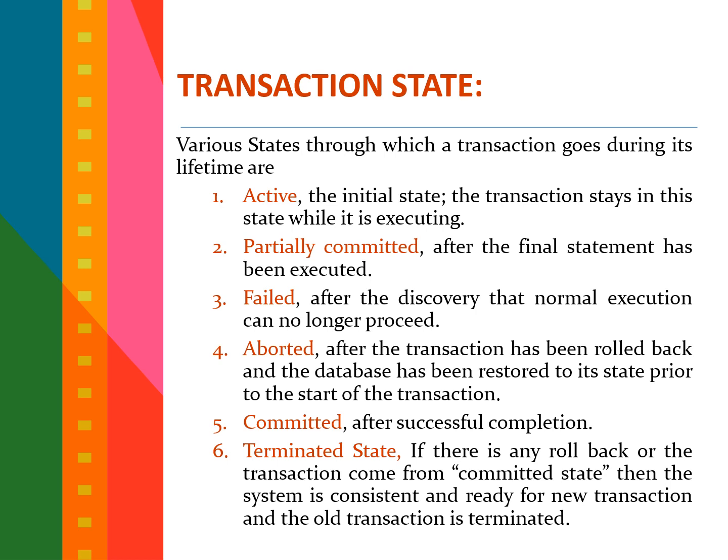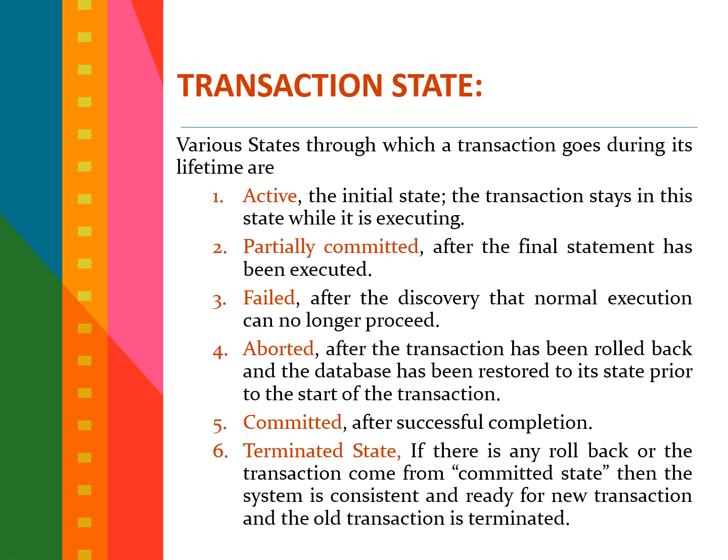And the fourth state is aborted. After having any type of failure, the transaction goes from the failed state to the aborted state. In this state, the transaction has been rolled back and the database has been restored to its state prior to the start of the transaction. So it aborts the changes made by the transaction if any failure occurs.